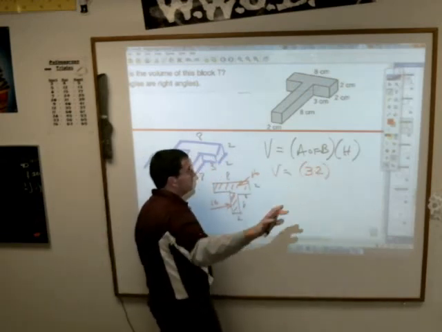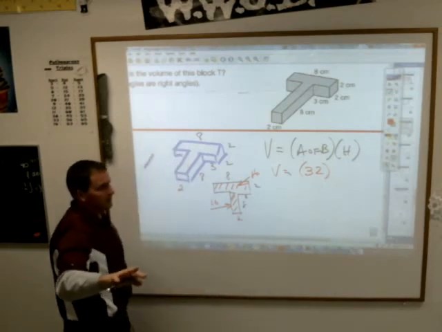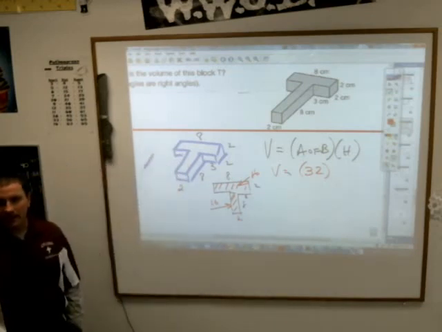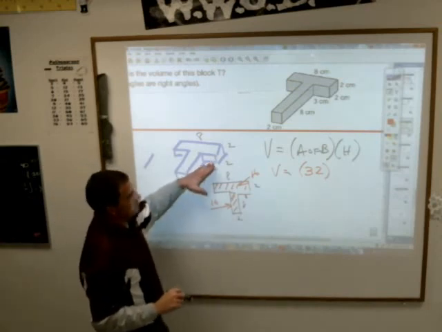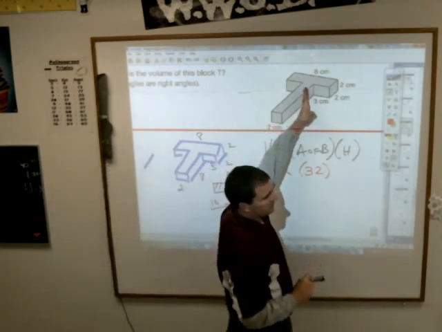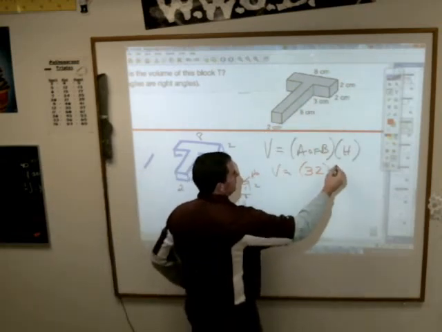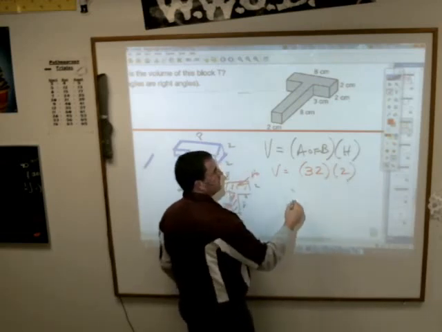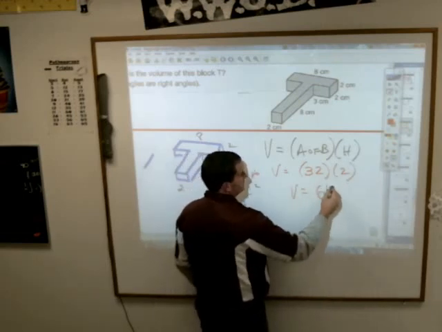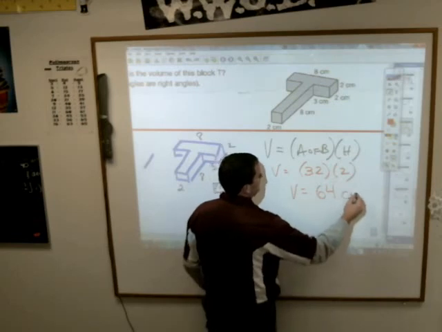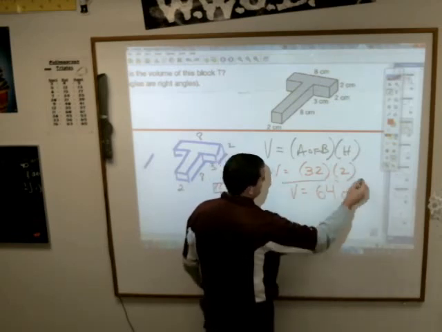Now we're not done, Jack. Hold on. I need to figure out what the height is. The height is always perpendicular to the base, which means this is laying on its base, going straight up. The height is 2. So the volume then is 64. Make sure you label it as centimeters cubed.